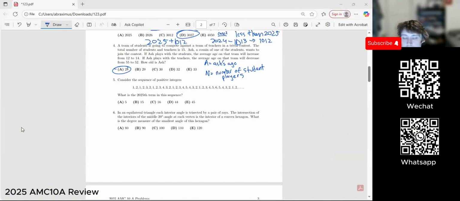So consider the sequence of positive integers: 1, 2, 1, 2, 3, 2, 1, 2, 3, 4, 3, 2, 1, 2, 3, 4, 5, 4, 3, 2, 1, 2, 3, 4, 5, 6, 5, 4, 3, 2, 1, 2, and so on. So what is the 25th term in this sequence?